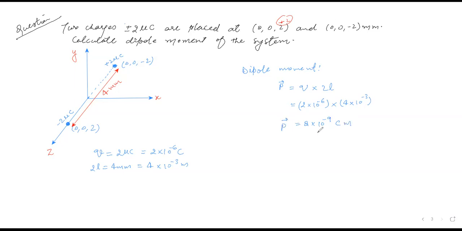Are you clear? Note it down, please. And what will be the direction? The direction is always from negative to positive charge. This is the direction of this dipole moment. Okay. So you can look at here. This is your plus K axis and this is your minus of K axis. So we can also write the vector of P is equal to 8 into 10 raised to the power minus 9 minus K, I mean in the direction of minus K, coulomb meter. Okay. Note it down, please.